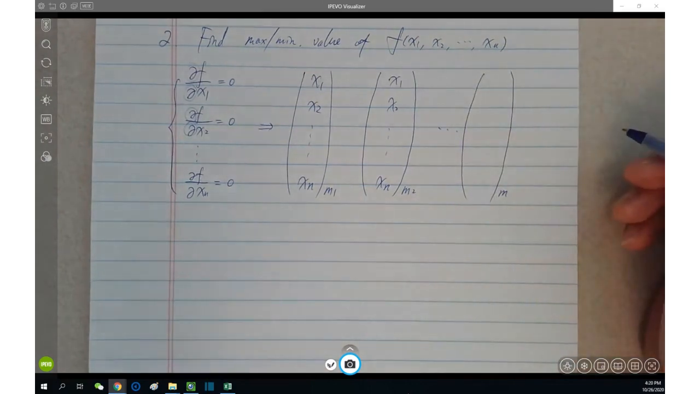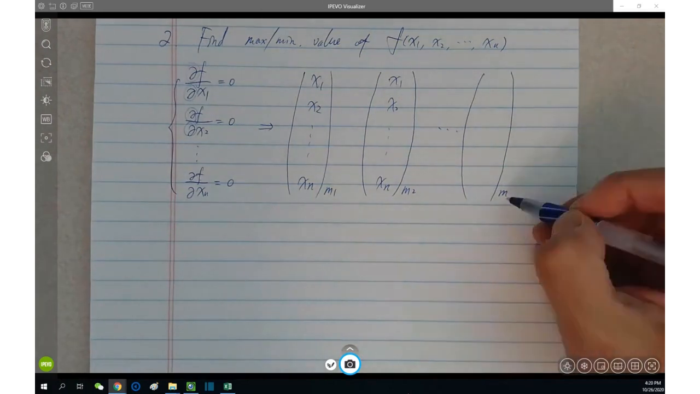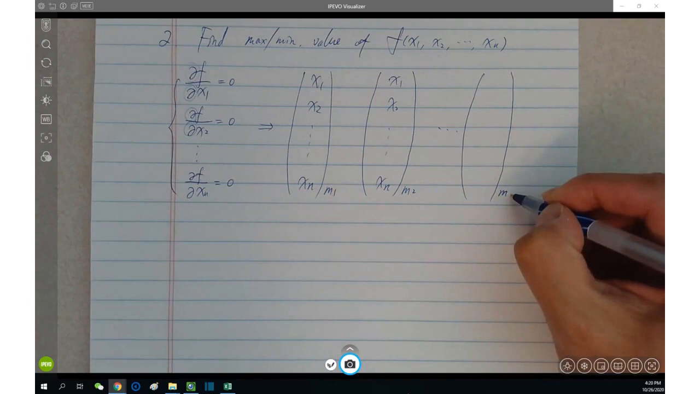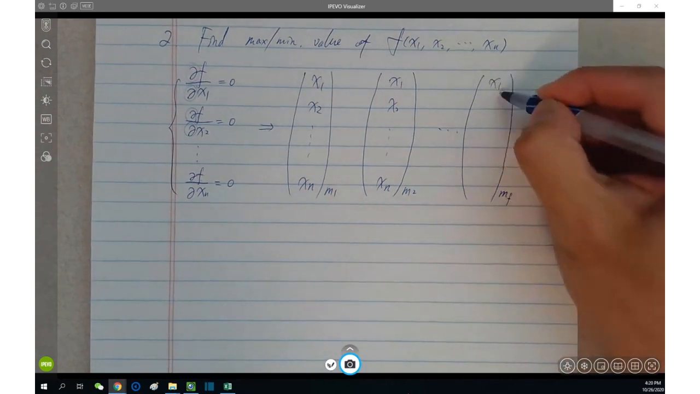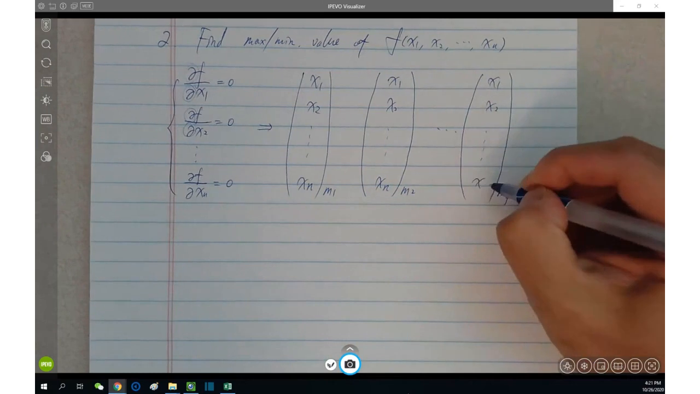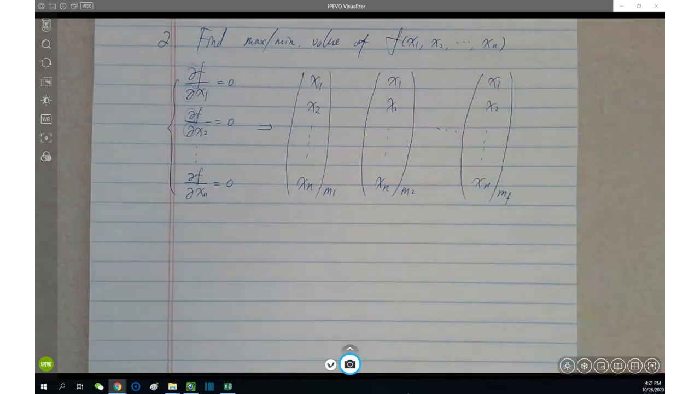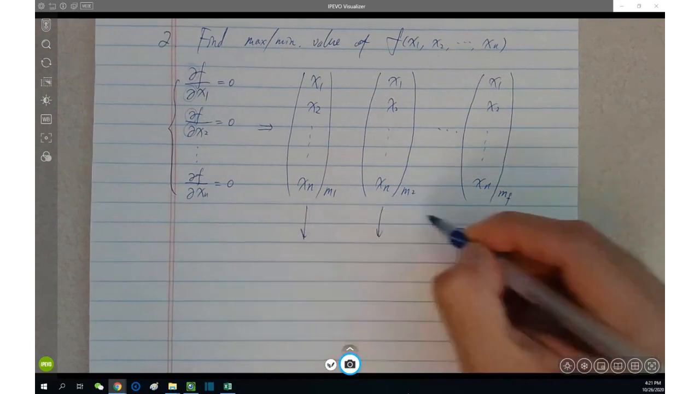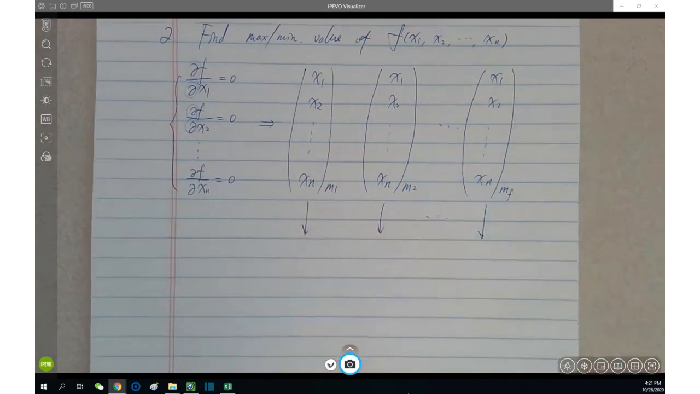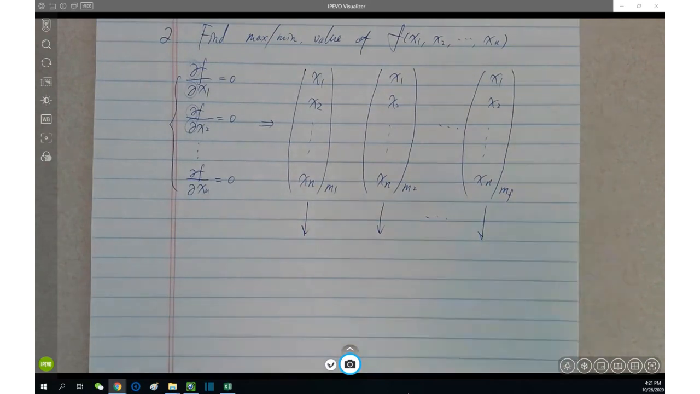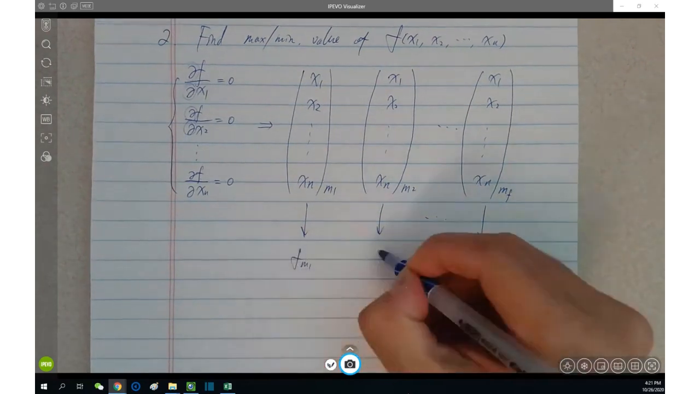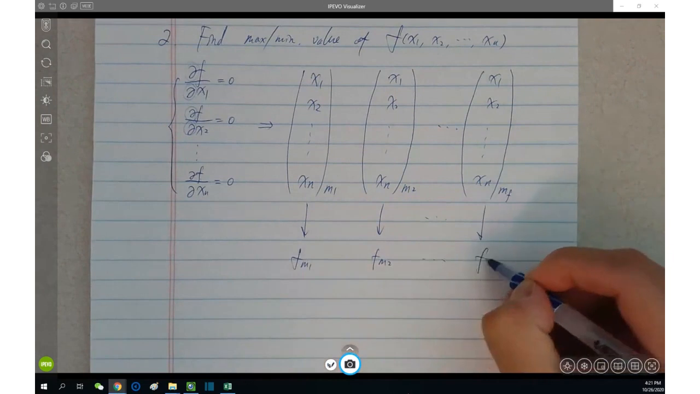M x, well, many. Maybe use a different letter as a subscript to differentiate from n. And each one of them corresponds to what? One particular local f minimum value or maximum value. f m1, f m2, and so on.